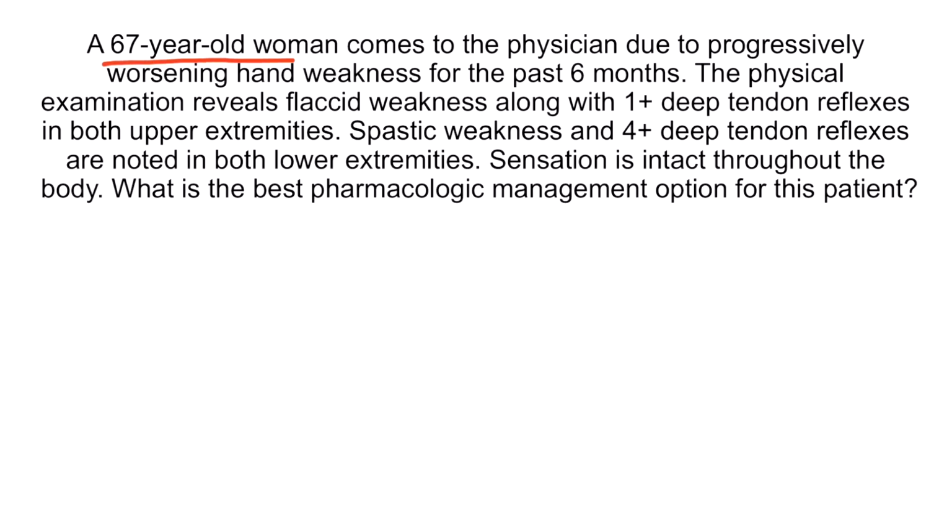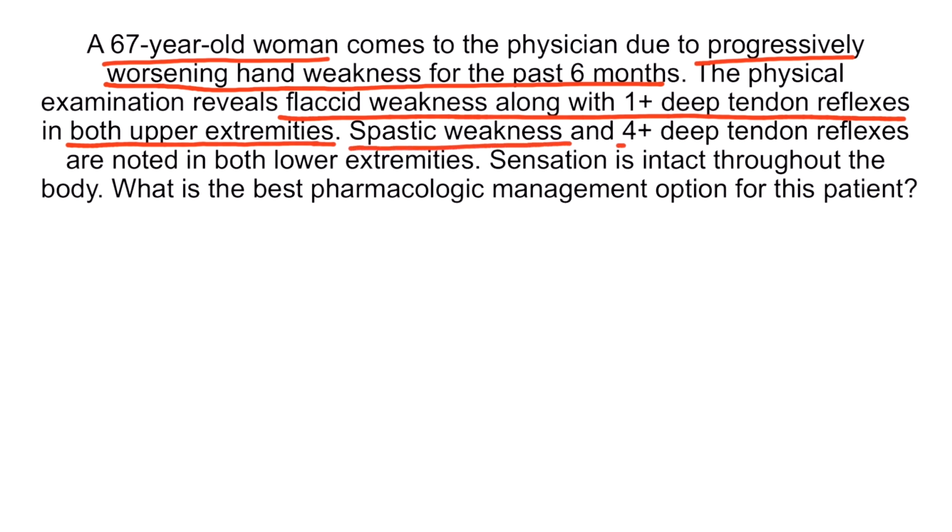This elderly woman presents with progressively worsening hand weakness for the past 6 months. The physical exam reveals flaccid weakness along with 1+ deep tendon reflexes in both upper extremities, indicating damage to the ventral horns of the spinal cord, a LMN lesion. Spastic weakness and 4+ deep tendon reflexes are noted in both lower extremities, suggesting damage to the corticospinal tracts, a UMN lesion. Sensation is intact throughout the body.